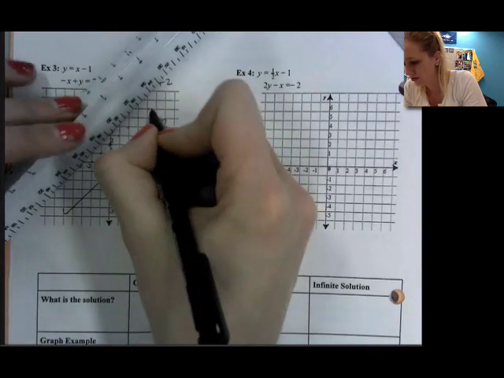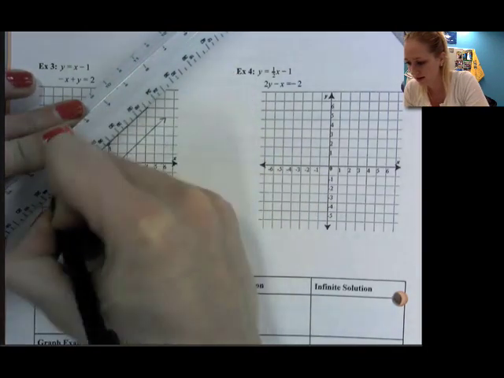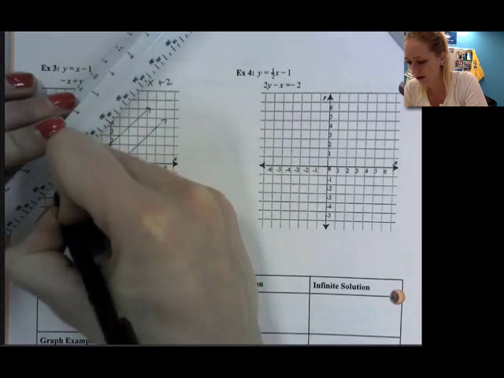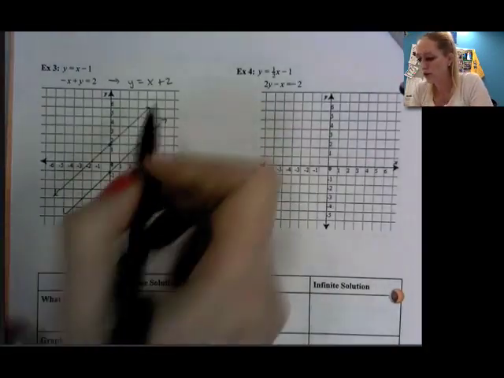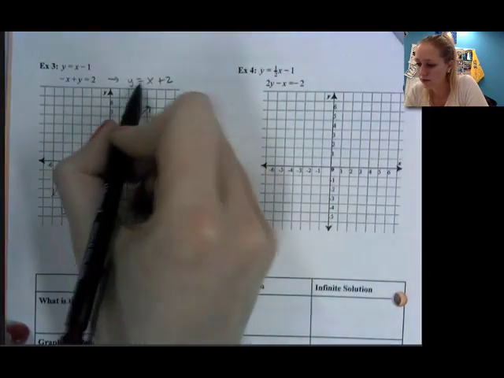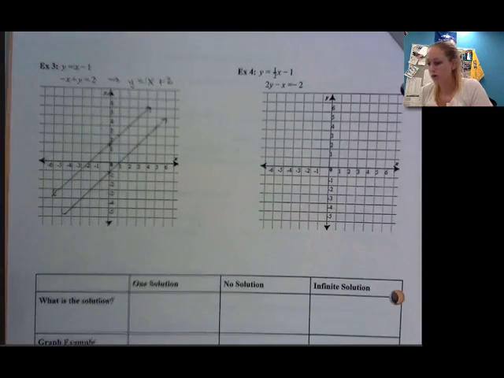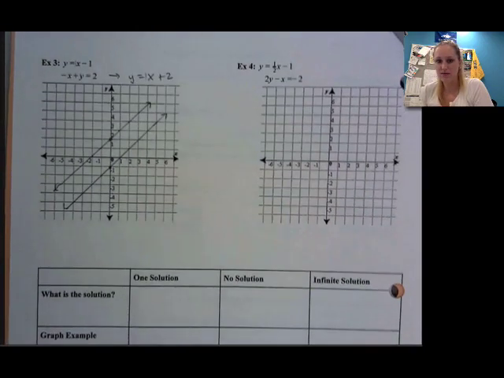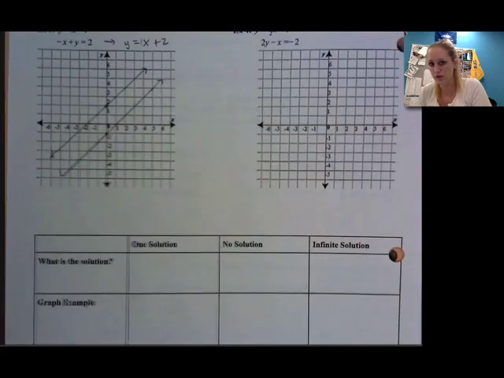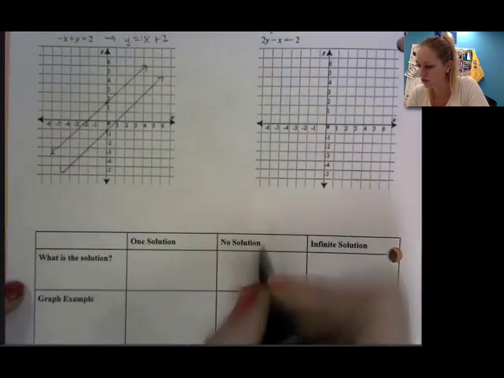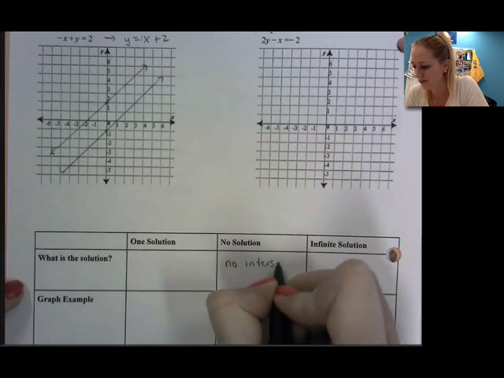All right, so we can see, you guys, that these lines are actually never going to intersect. They're what we call parallel. And notice what they had in common. Once I rewrote this, they both had a slope of 1. So, we're going to kind of add to this table down here. So, this is a no solution example. So, what is the solution? No solution is no intersection.